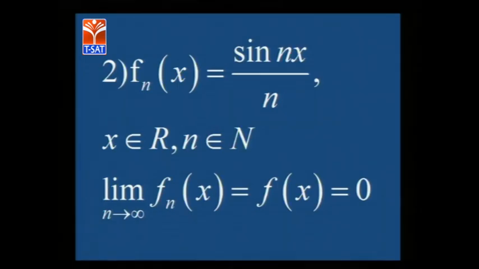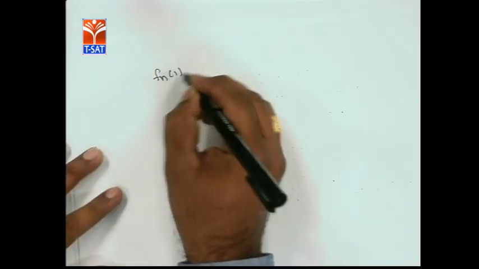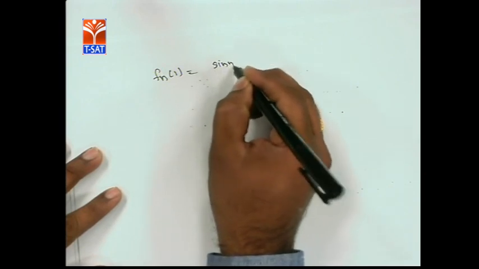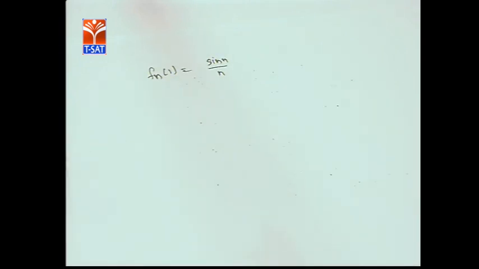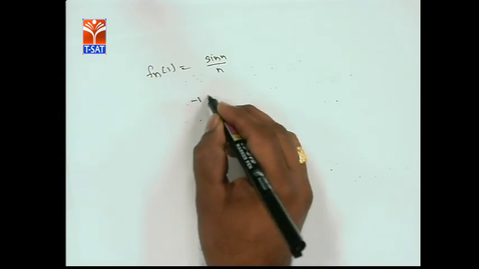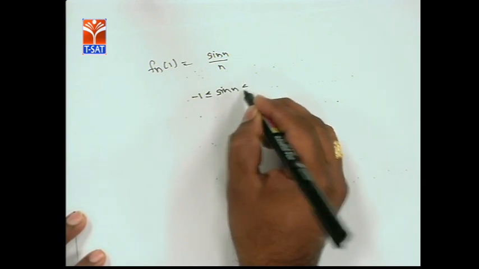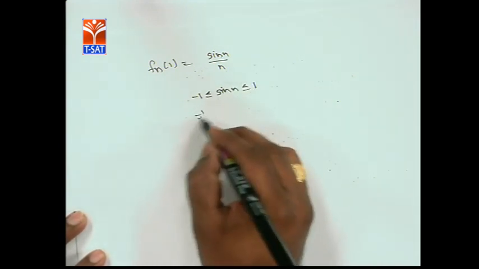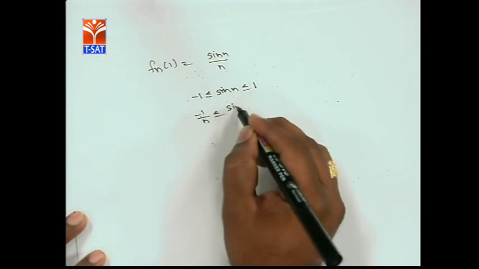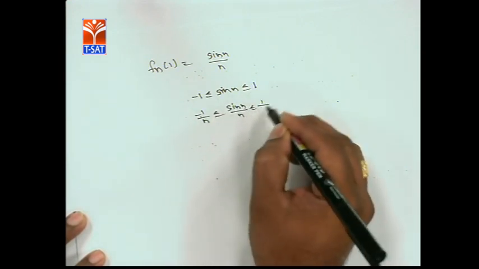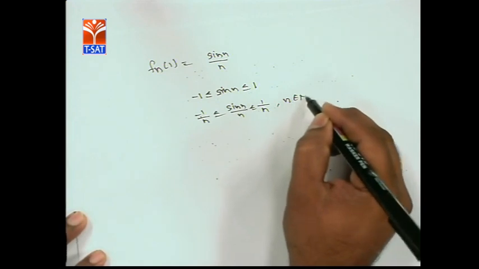Suppose we take any x in R. If x is equal to 1, then fn of 1 is sin n by n. That means fn of 1 is equal to sin n by n. Here, we know that minus 1 is less than or equal to sin n, which is less than or equal to 1. So minus 1 by n is less than or equal to sin n by n, which is less than or equal to 1 by n. Here n belongs to N.